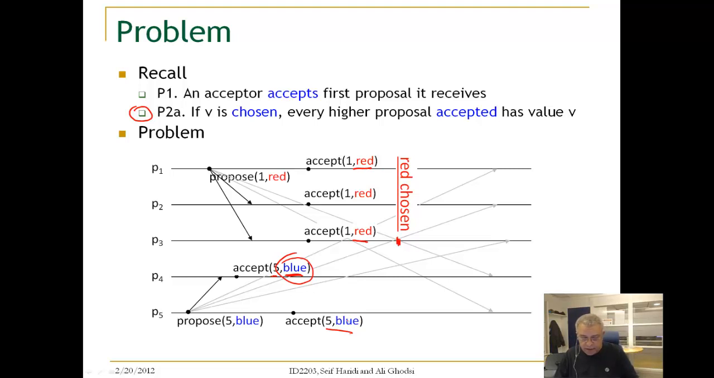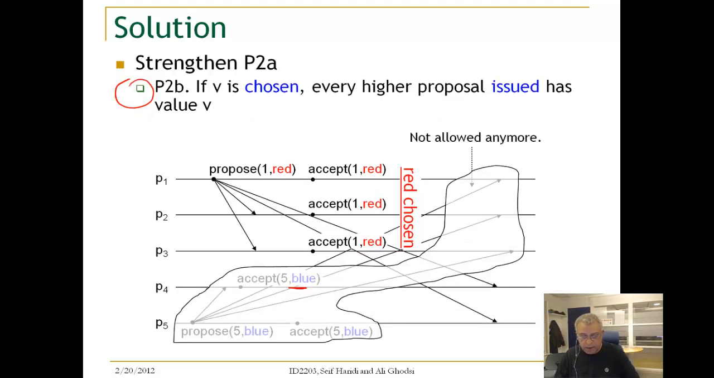The way to avoid this is to do the following: if we prevent proposals with a different value from being issued, then we can avoid this situation. So what we want to say is that if a value is chosen, we would like every higher proposal issued to have that value. And we avoid the problem that we had. We cannot propose, as in P5 here, the value 5. All right, so let us have now just a roadmap of where we are right now.